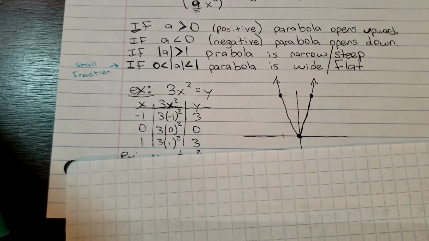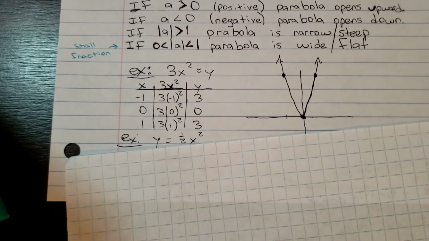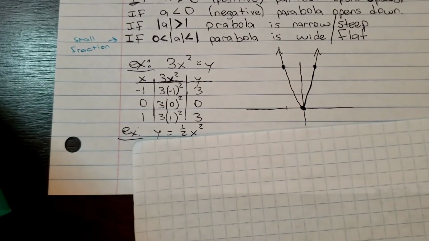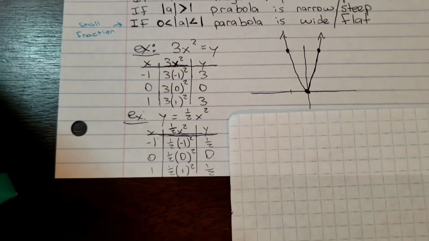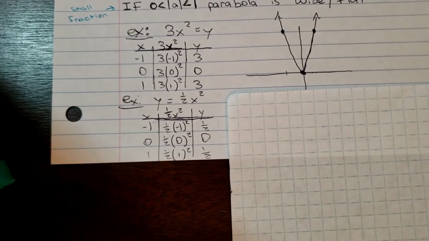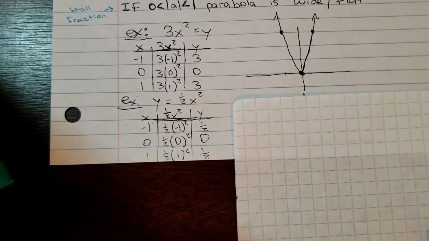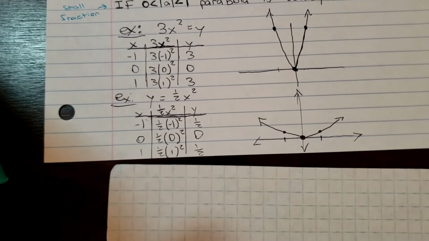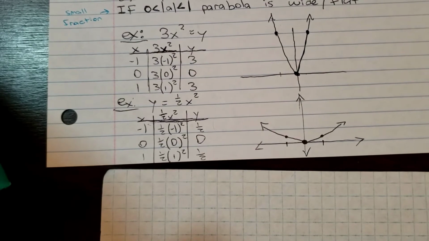Okay. Here's another example. y equals 1/2 x squared. Again, if we plug everything in, we see that it's not changing a whole lot. So our parabola is going to look something like this.